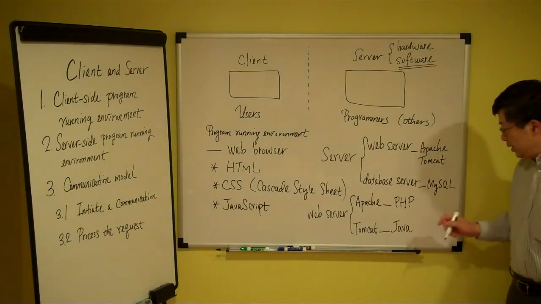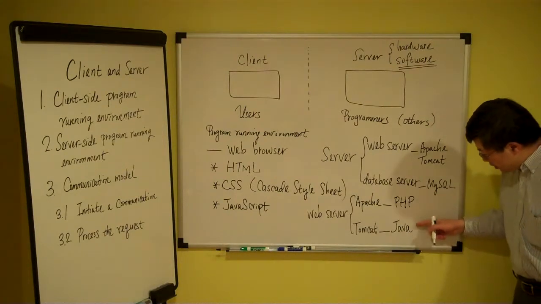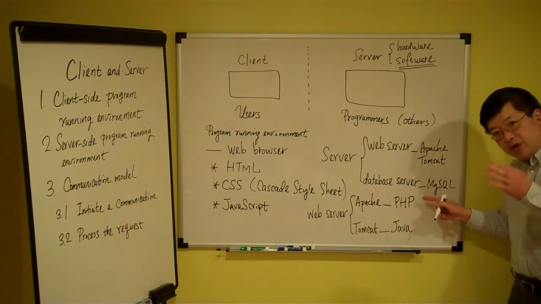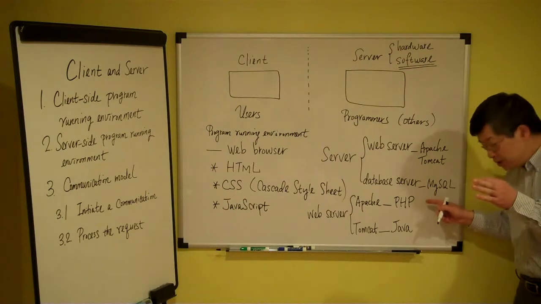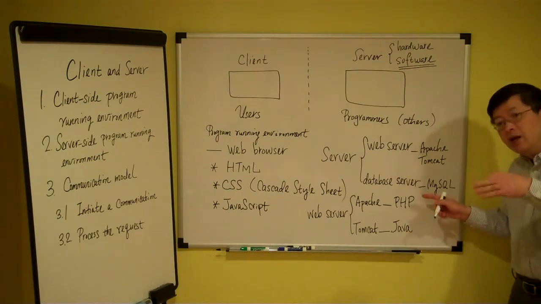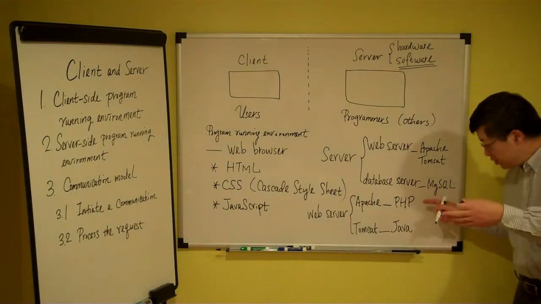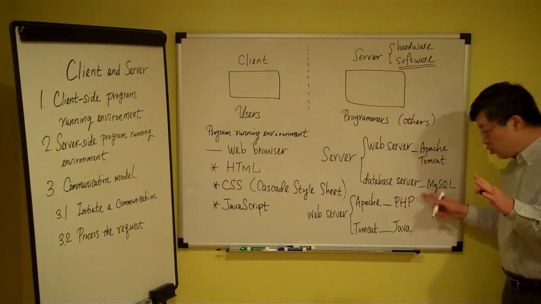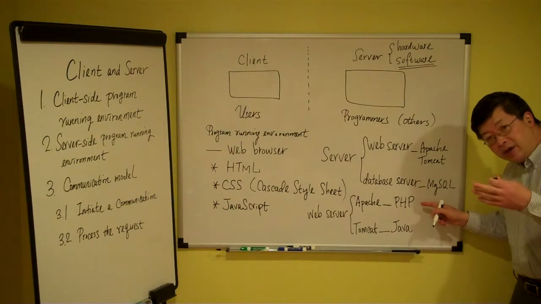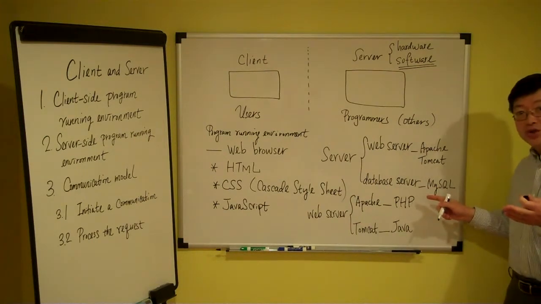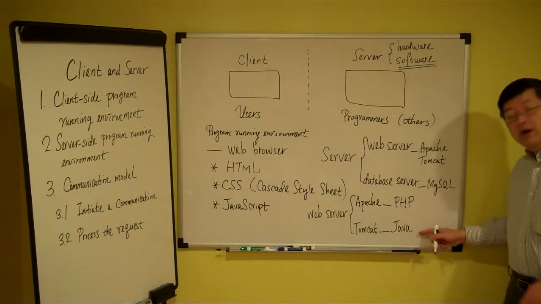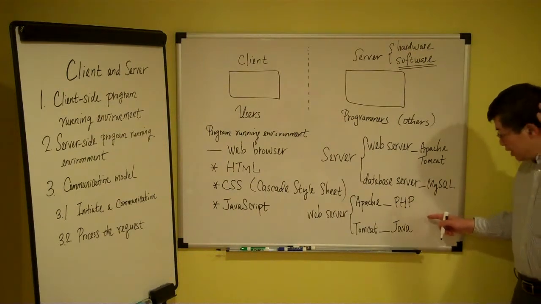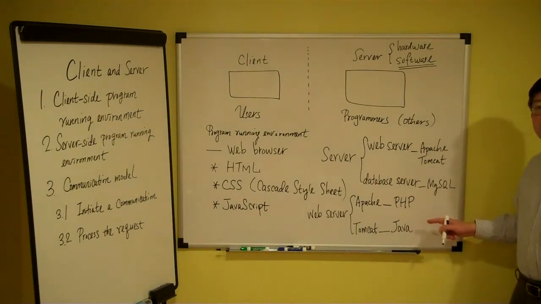Now let's compare PHP and Java. PHP, we call it a server-side scripting language, not a programming language. Although it's a programming language, more precisely, it is a scripting language. Java we call a programming language. The main difference is, for the scripting language, we mean it is an interpreted language, not a compiled language. So for a programming language, we implicitly mean it is a compiled language.